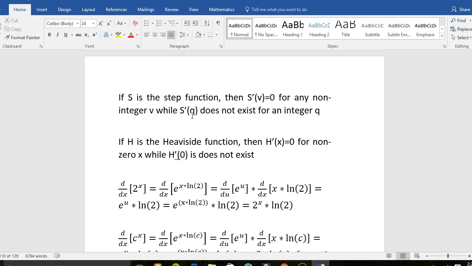Remember from the step function. And now, of course, you can't have a denominator of 0 at all. You never can have that. But anyway, now let's talk about the step function.